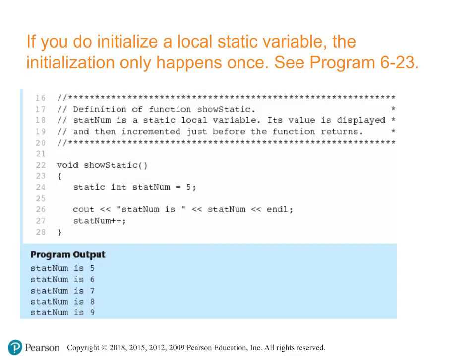If you explicitly initialize a static local variable, that initialization only occurs the first time the function is called. Subsequent calls to the function will not reinitialize the static local variable. In this example, statNum is initialized to 5 only the first time showStatic is called. On subsequent calls, statNum retains its previous value and is not reinitialized to 5. If not explicitly initialized, a static local variable defaults to 0.